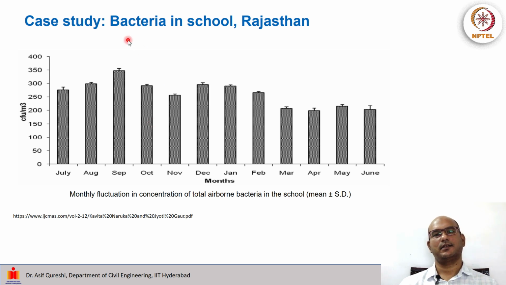This is a case study of bacterial colonies, colony forming units, in a school in Rajasthan in India, and this is the month of the year. In general, we see that the colony forming units always remain more than 200 colony forming units per meter cube of air. The lower values were in April, May, June and March, and the higher values were around September, October, December, rising up to 250 to 350 colony forming units per meter cube.